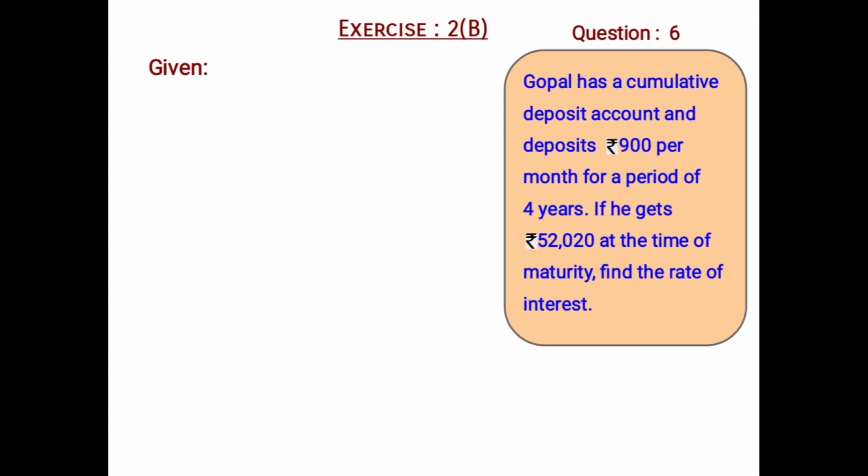Now we are moving on to question number 6 in the same exercise. Gopal has a cumulative deposit account. Cumulative deposit account is nothing but an RD account, and deposits rupees 900 per month for a period. P is equal to rupees 900 for 4 years. N is equal to 4 years, that is nothing but 48 months. If he gets rupees 52,020 at the time of maturity, MV is equal to rupees 52,020. Find the rate of interest.